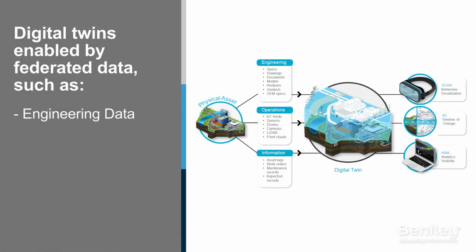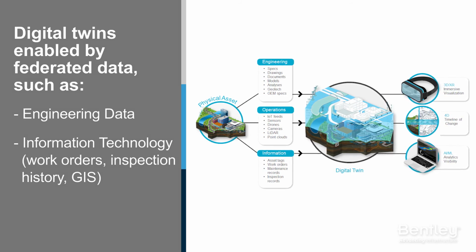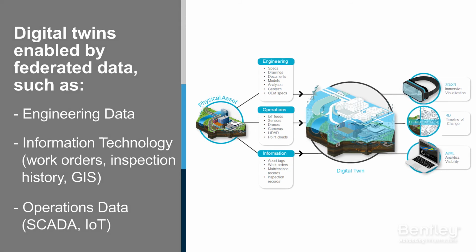about these assets, the information technology such as work orders and inspection histories, geospatial information that you know about these assets, and the operational technology such as SCADA and IoT. A digital twin brings all of that information together into a living, breathing, up-to-date representation of the physical world in the digital world.